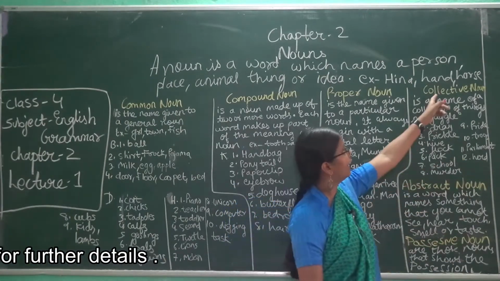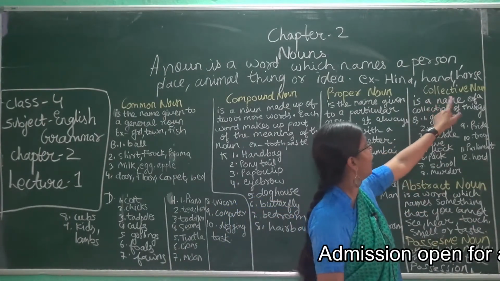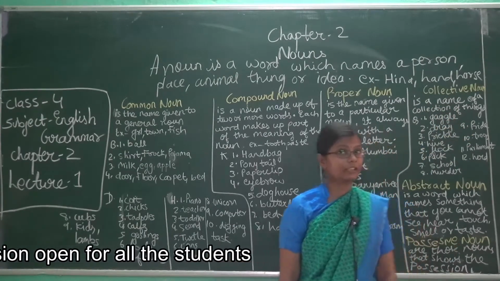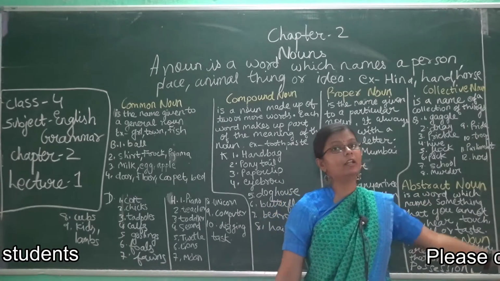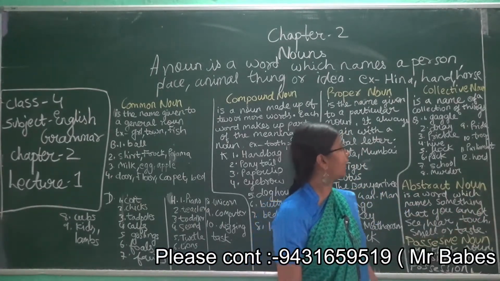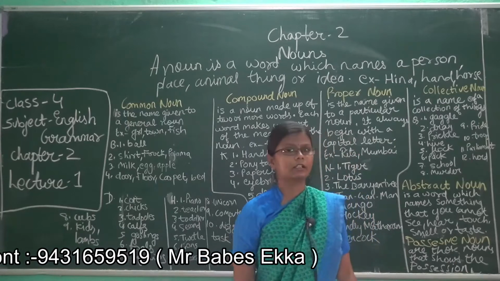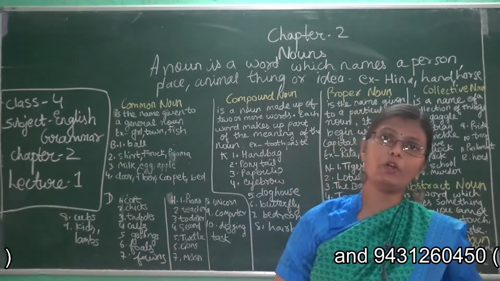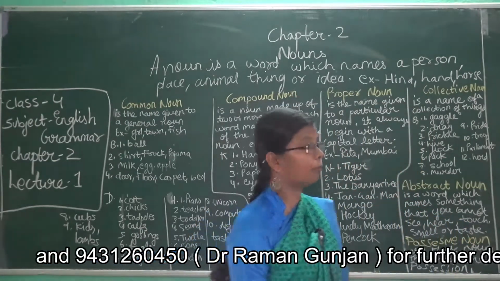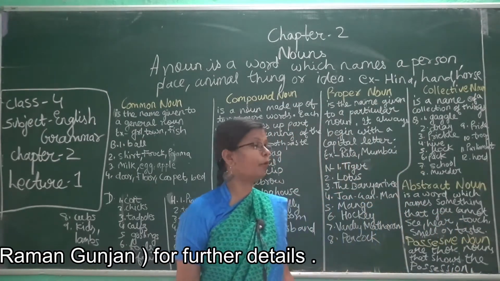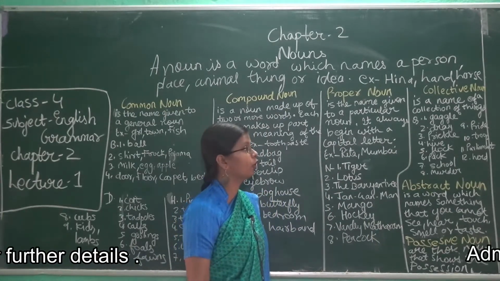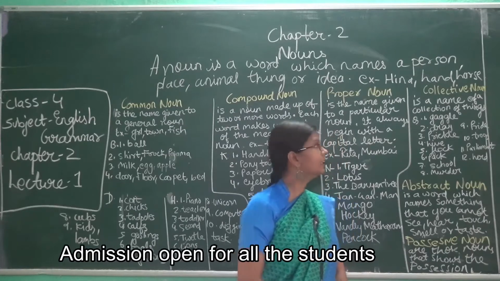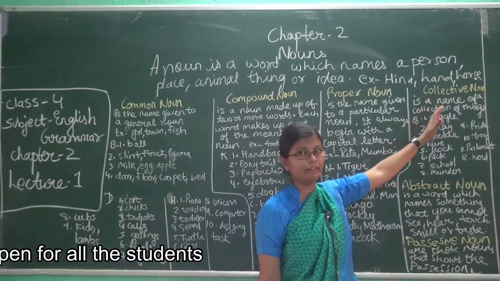Now come to the collective noun. Collective noun is the name of a collection of things. When you collect more than 2-3 things, that is called a collection of things. In school you can see there are many students, many teachers, isn't it? Group of people, group of animals, group of work, many things. That is called a collective noun.